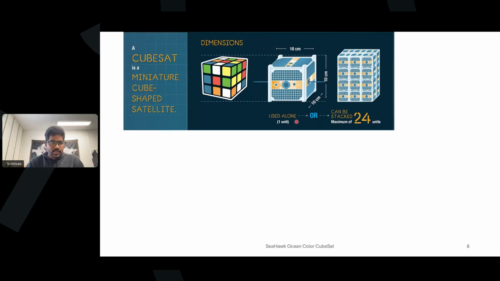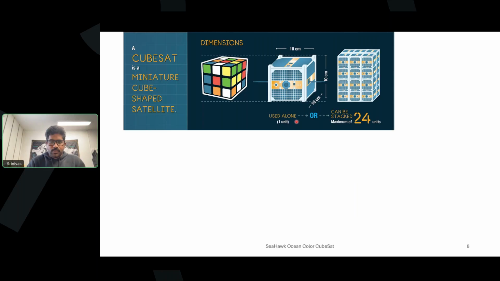So what is a CubeSat? A CubeSat is a miniaturized cube-shaped satellite, and I have a cube here. So this is a 5 by 5 by 5 centimeter cube. Imagine a bigger one, which is a 10 by 10 by 10. So that is considered a 1U or 1 unit. So CubeSats are smaller shaped satellites, and you can stack these cubes one over the other up to 24 units in different shapes and sizes.